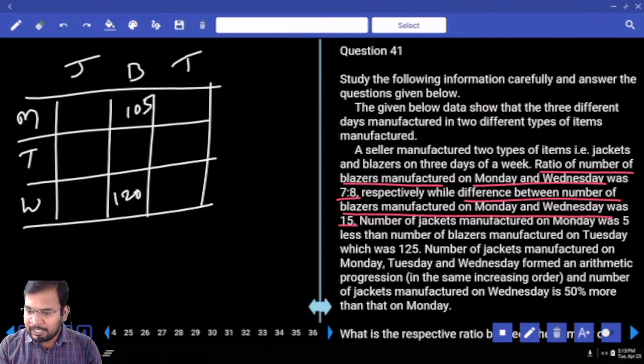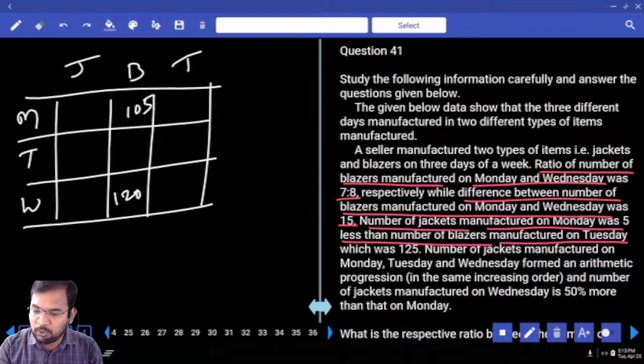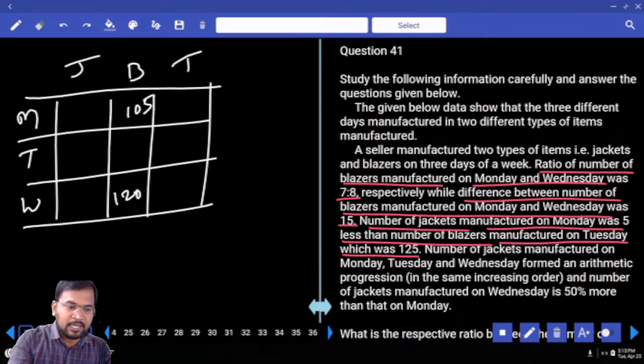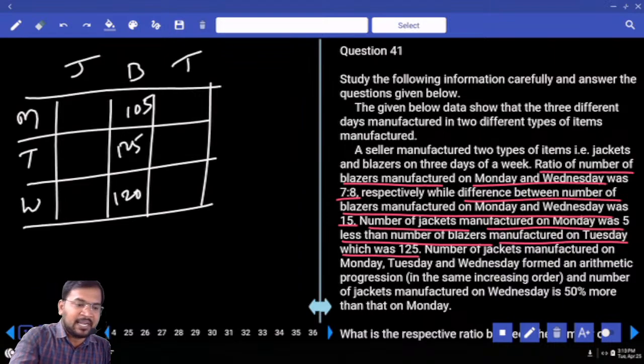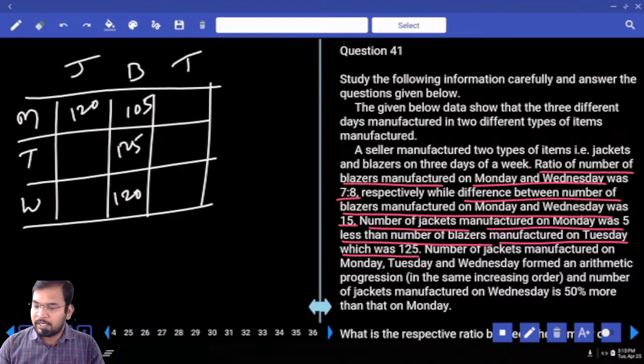Next, the number of jackets manufactured on Monday was 5 less than the number of blazers manufactured on Tuesday. Then Tuesday blazers is how much? 125. 5 less, so Monday jackets is how much? Monday jackets is 120.